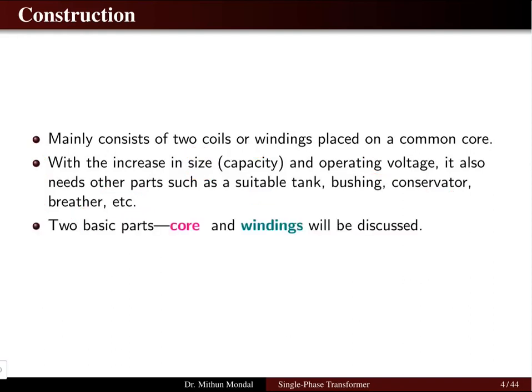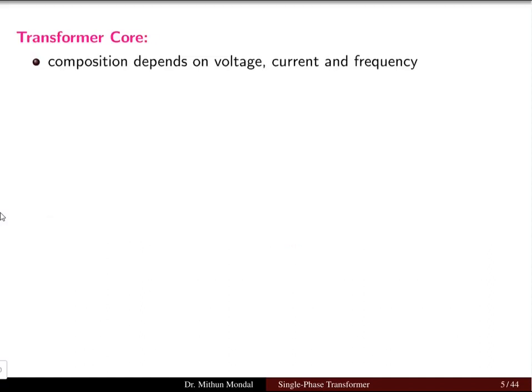However, from the first year point of view, in the basic transformer course, we will discuss the two important parts, that is the core and the two different windings in the transformer. So the construction of the transformer, two basic parts, the core and the windings, will be covered in the first year lecture.